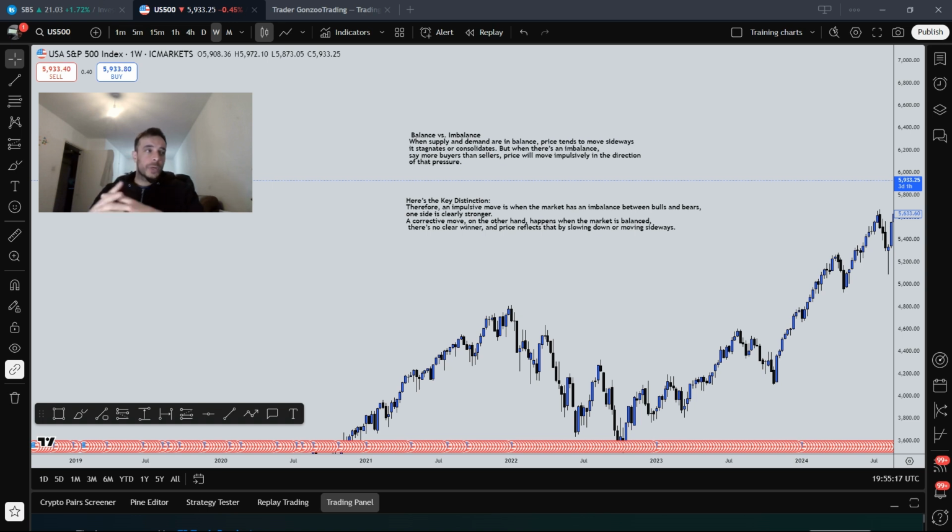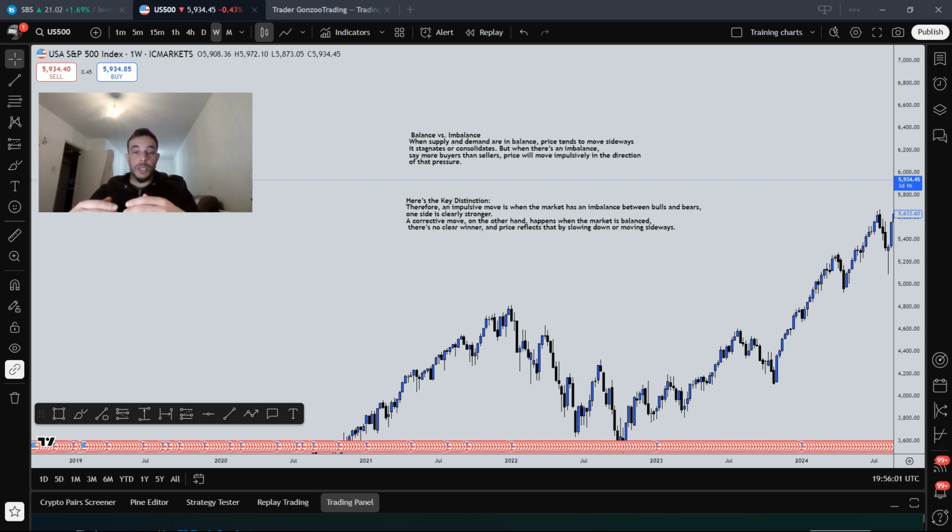With that said, the market works according to supply and demand. When the price is correcting, we have a balance, and when the price is moving with strength, we have an impulsive move. So when supply and demand are in balance, price tends to move sideways. It's basically stagnant or in consolidation. So you just move in a corrective manner.